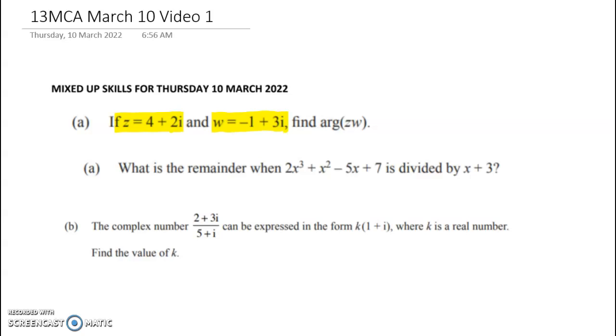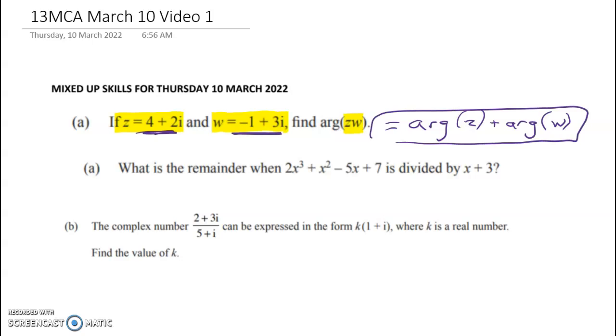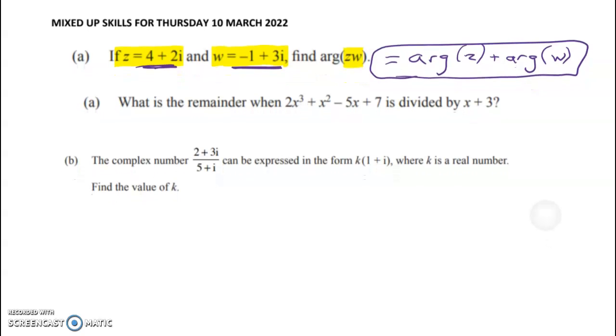So there are 2 ways to do this question. We have to find the arg of zw. Hopefully you'll remember that the arg of 2 complex numbers multiplied together is just the sum of the separate arguments. But to work with this, we need to know what the individual args are. Now in this case, this turns out to be a pretty inefficient way to do this question, but I'm going to show you how we do it that way anyway.